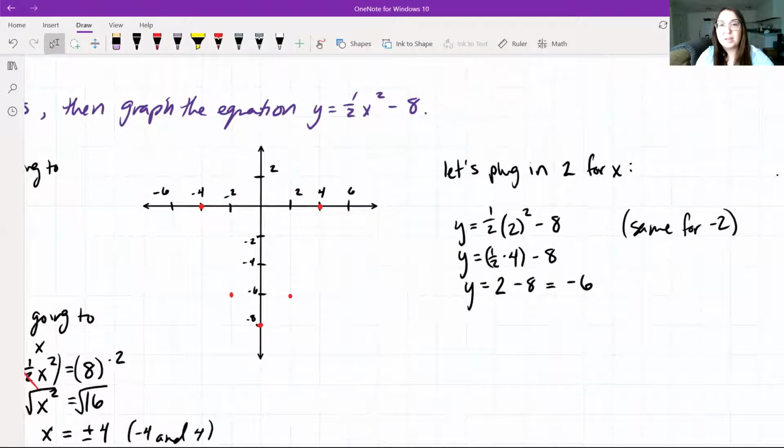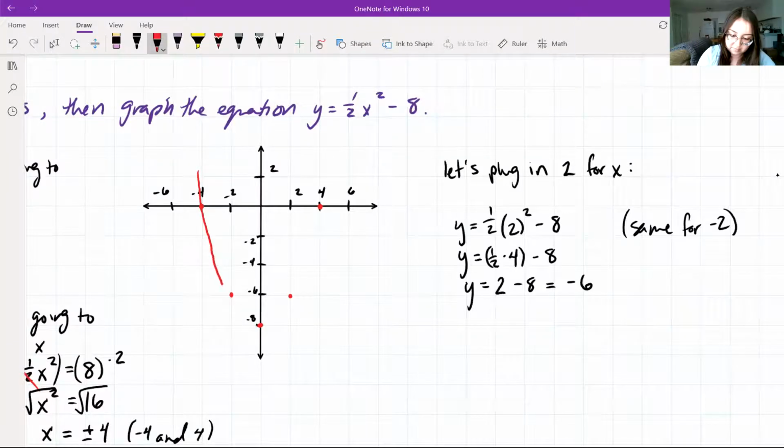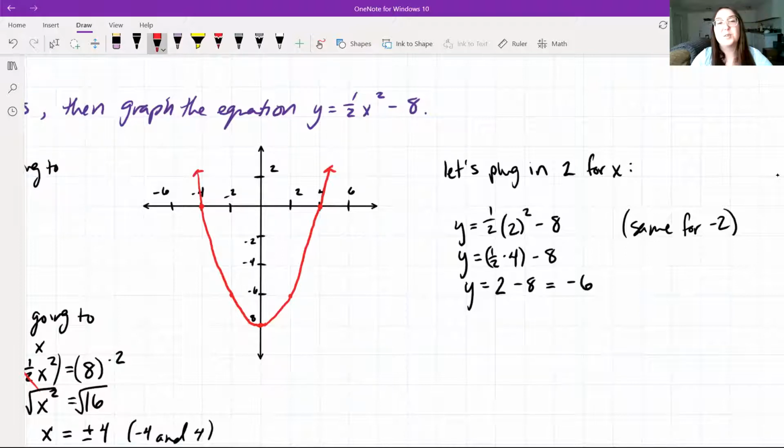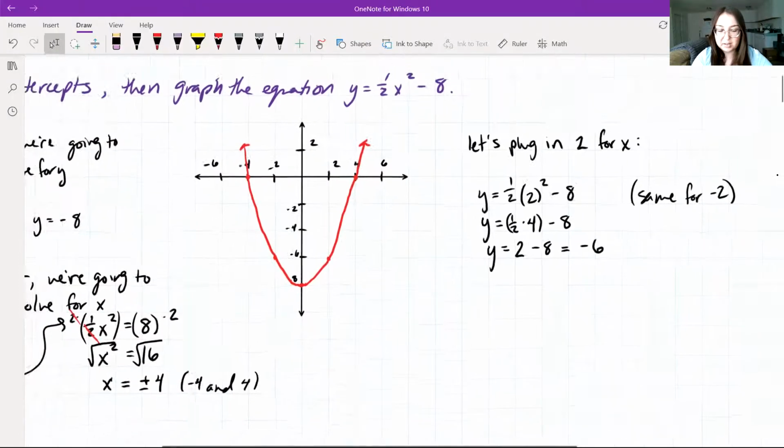So now is when we can connect our smooth curve here. And we know that it should have a similar shape to a parabola since it's x squared. So we can just connect the dots. Oh, I missed that one. So it's going to curve up and out like this. So your graph will end up looking something along those lines.